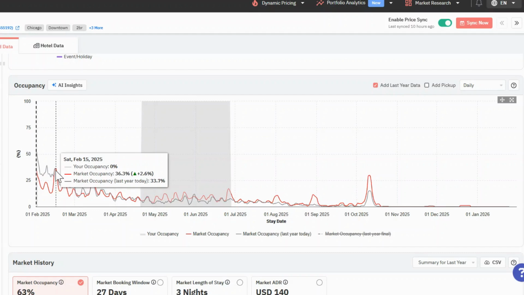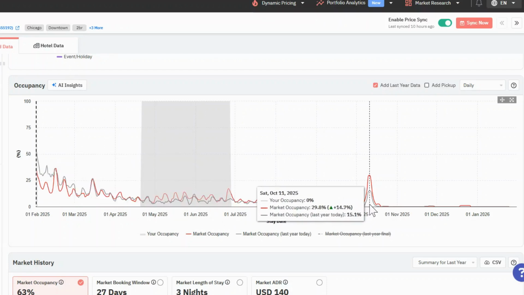Let's examine the other sections. For instance, if we take a look at the data for February 15, 2025, we can see that the occupancy rate stands at 36.3% today, an increase of 2.6% from the previous year's same-day occupancy of 33.6%. Now, if we consider a future date like October 11, the current market occupancy is 29.8%, which is significantly better than the previous year's figure of 15.1% for the same day. This amounts to an increase of 14.7%.